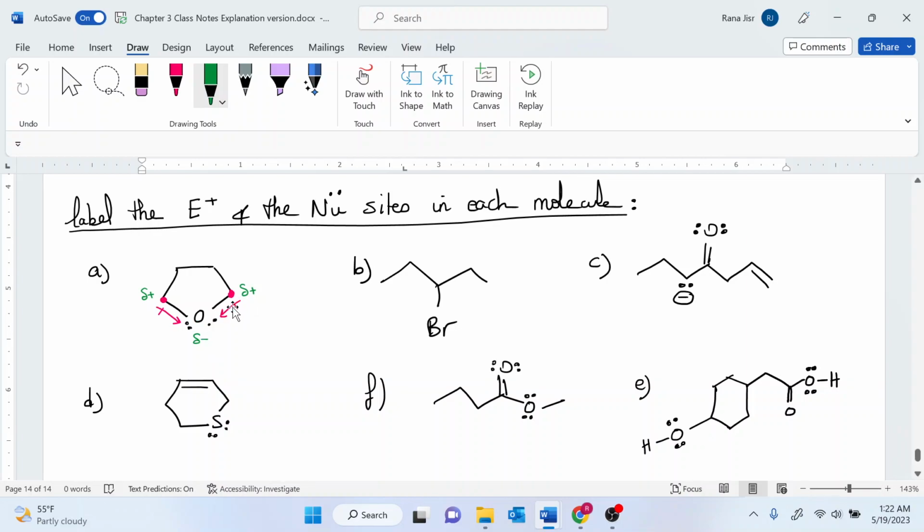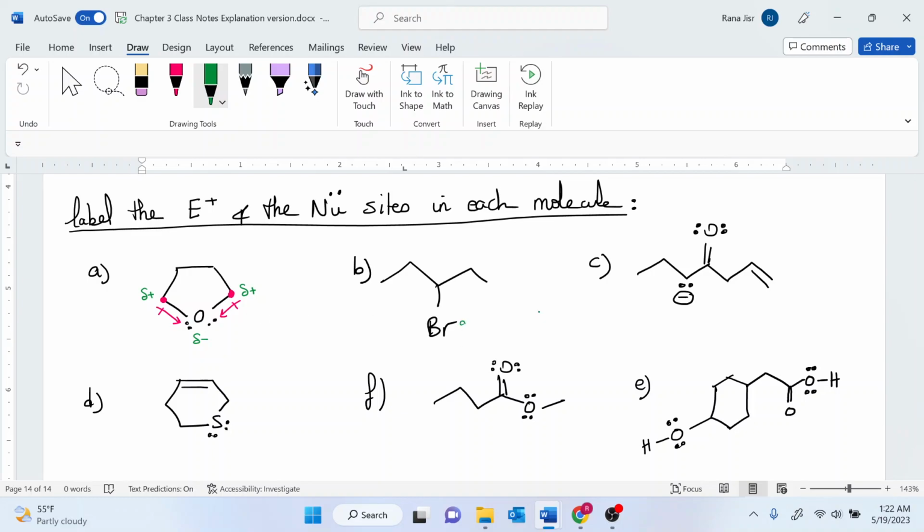This is the dipole in this case, or the direction of polarization, or the motion of electrons. So the electrophile is going to be the carbons, and the nucleophile is going to be the oxygen.